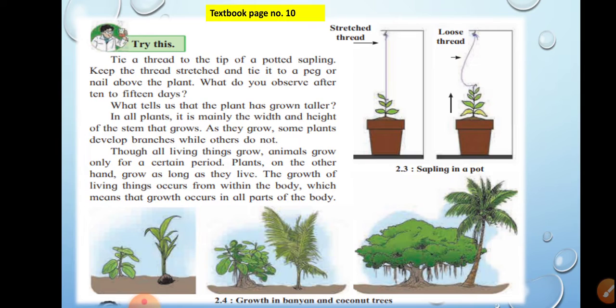The growth of living things occurs from within the body, which means that growth occurs in all parts of the body. Take the example of a human being. When we are babies, we have small legs and small hands, that is, the size of our bones is small. But in adulthood, the size of our bones has increased. Not only one leg or one hand increases; it increases equally. It shows an equal increase in all the bones of the body.